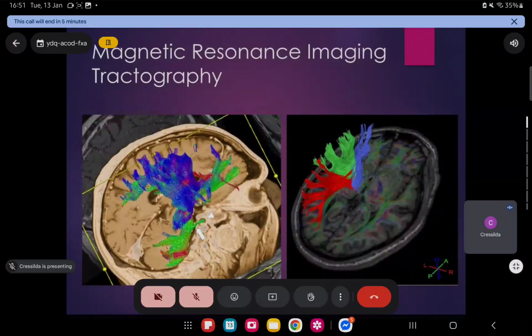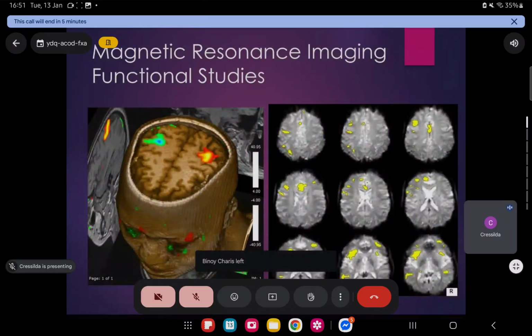This is very beautiful tractography. So we're talking about white matter and gray matter. Here we can track the white matter. And then functional studies, where part of the brain will light up when you ask your patient to perform certain tasks.